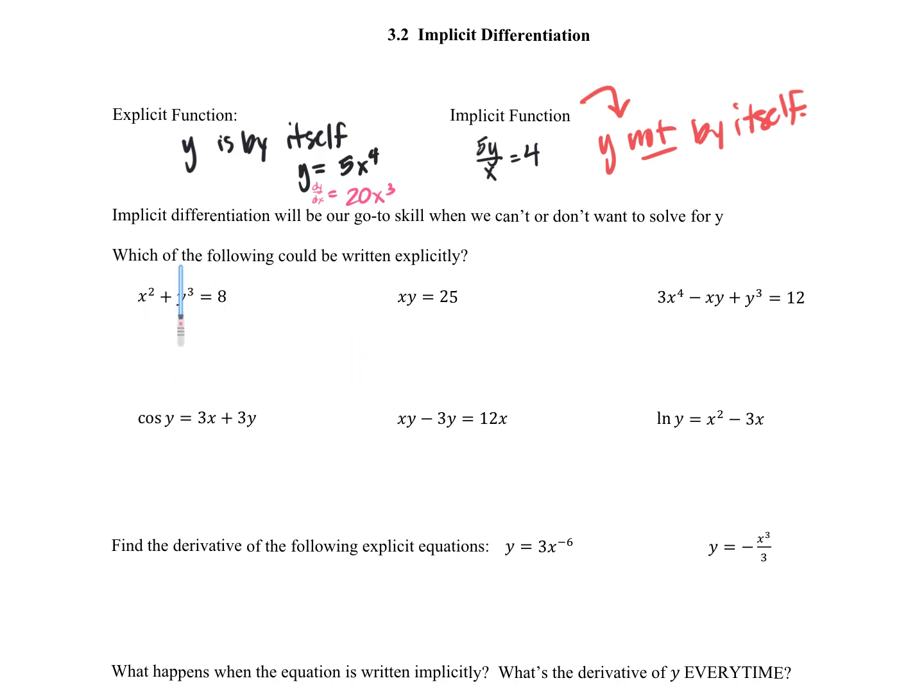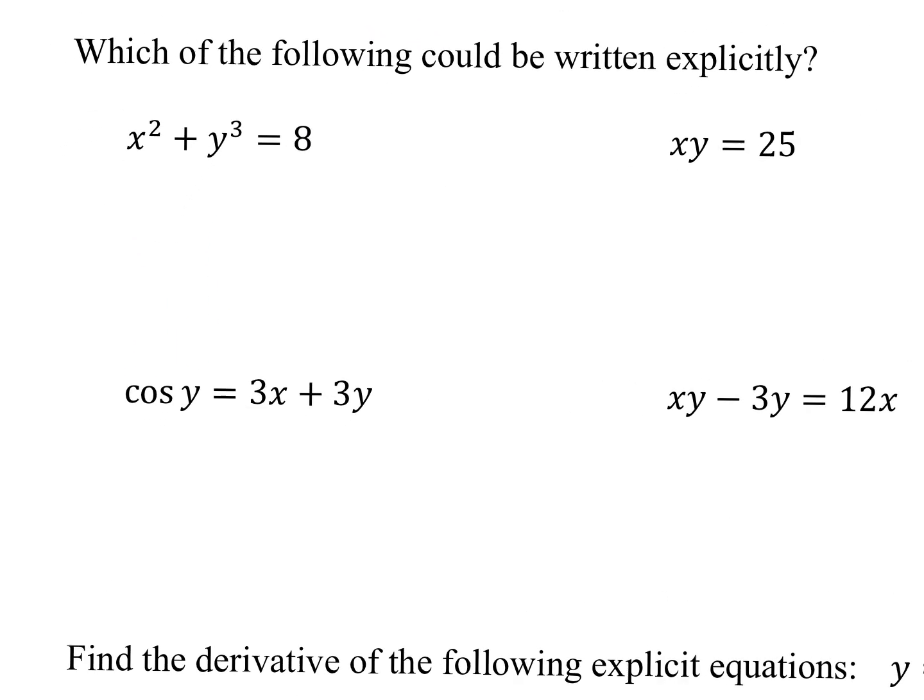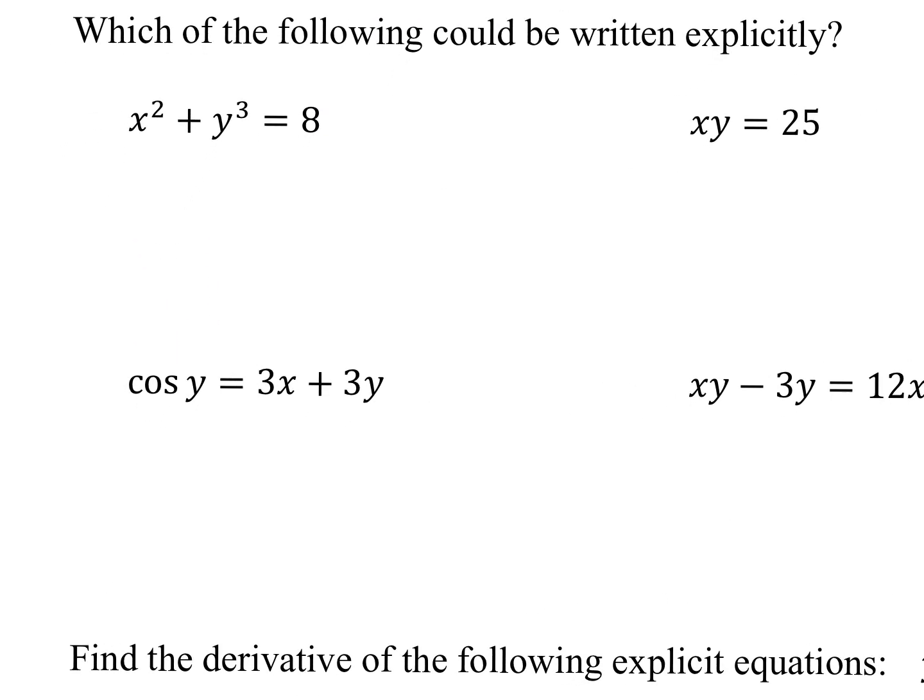Let's talk about this one. Could I get my y by itself pretty easily here? No. Well, let's go back to algebra. What do we do to get y by itself here? So we got y cubed is 8 minus x squared. And then I could do the cube root, right? I got my y by itself pretty easily. So I got my y by itself. Could that be the same as 8 minus x squared to the third? Are those equivalent?